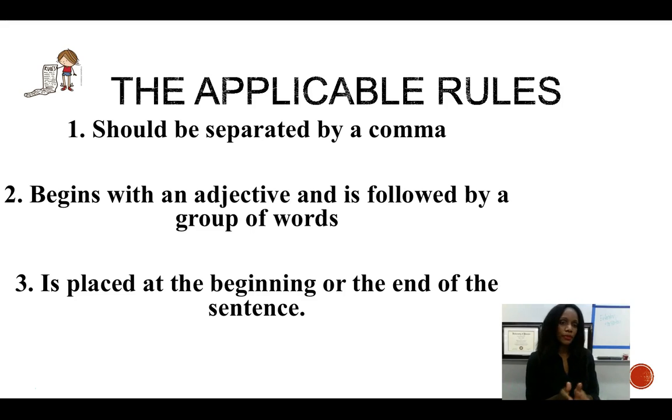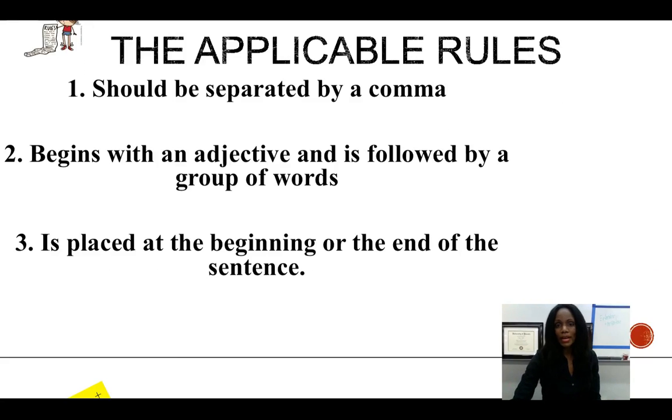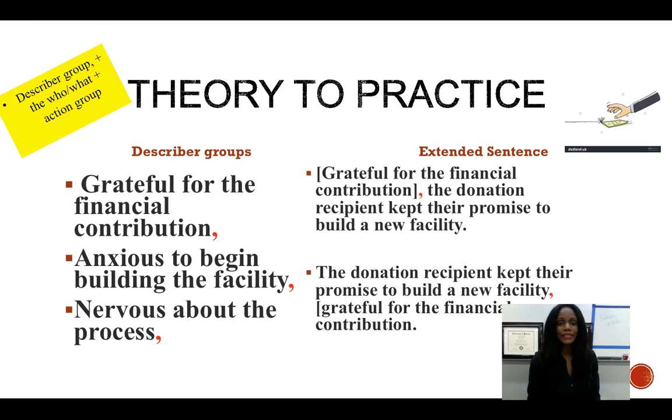So the describer group needs to begin with an adjective. However, when you have the renamer group, you have a group of words that work together collectively to form a phrase. And the final rule is it's either placed at the beginning of the sentence or the end, or you can actually put them in both positions in a sentence. So let's take a look at how to put this theory into practice.